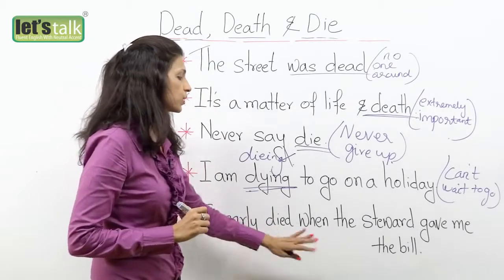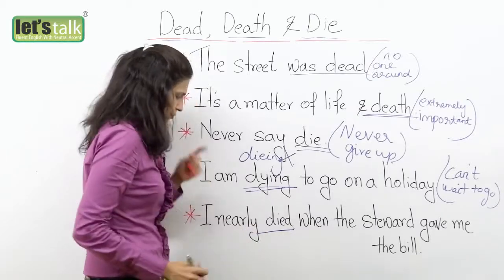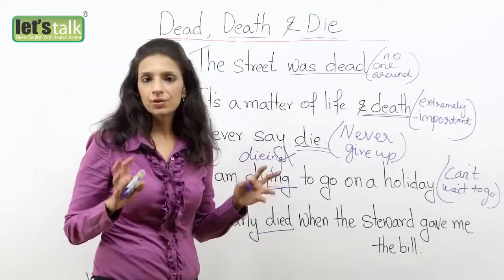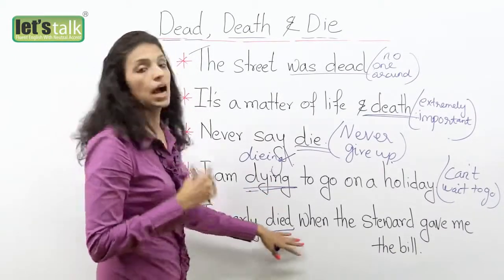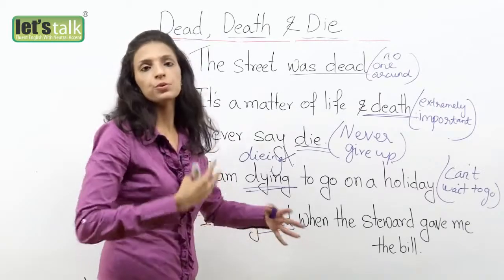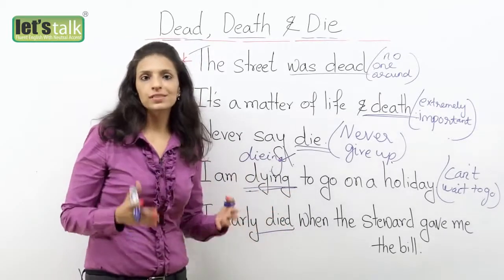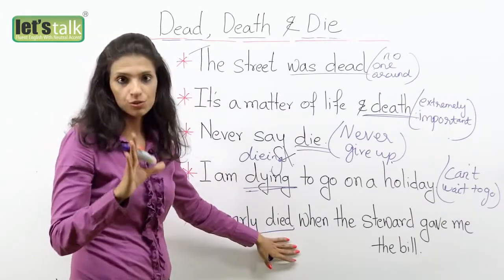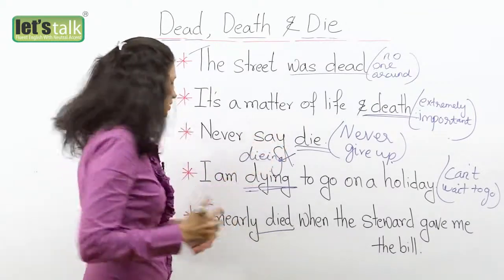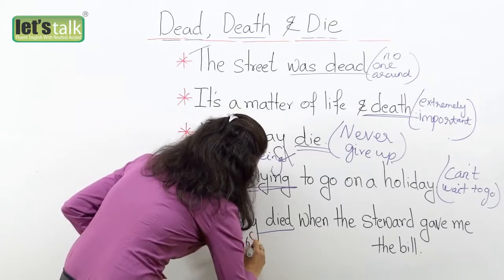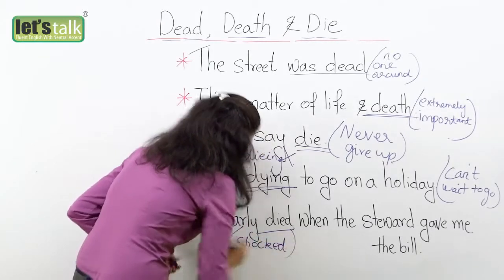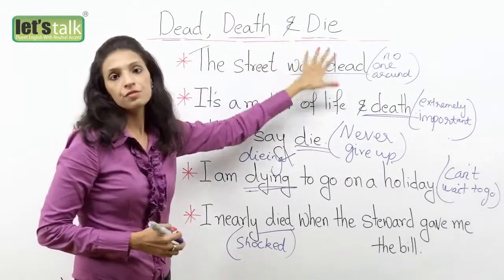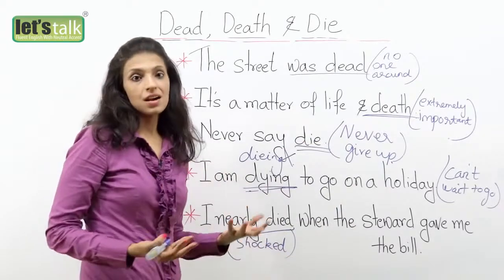Okay, and the last sentence here. I nearly died when the steward gave me the bill. Well, I'd gone for dinner last week with my friends and we ordered so much food. We literally pigged out and hogged. And when we got the bill, well, I nearly died. Now that doesn't mean I was about to get a heart attack, but I was shocked. At the time of ordering, we didn't really realize it. But when the bill came, I nearly died. It was a very rude shock to receive a huge, handsome bill. So these are the different ways we use dead, death and die figuratively when you want to express further.